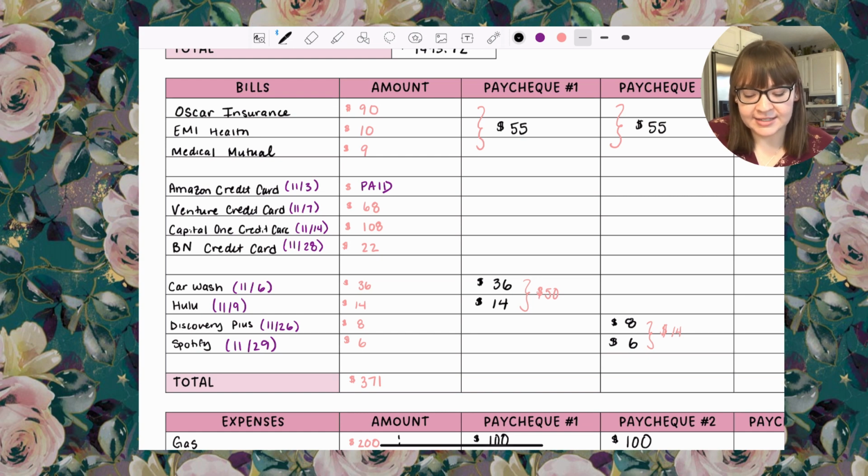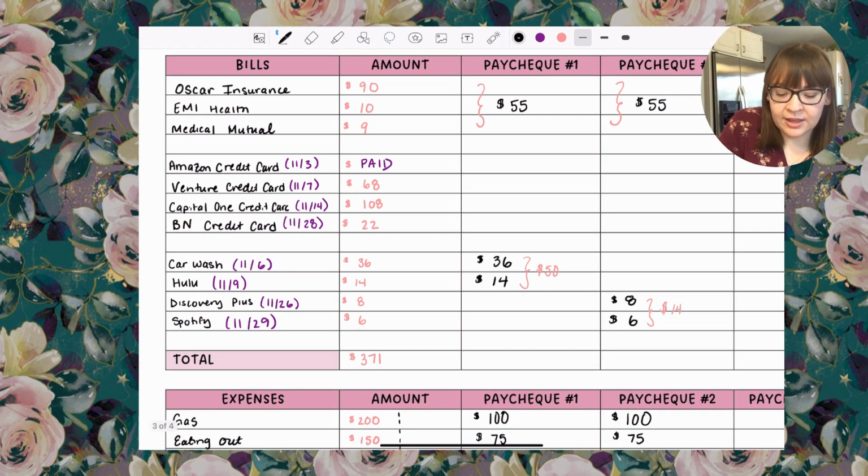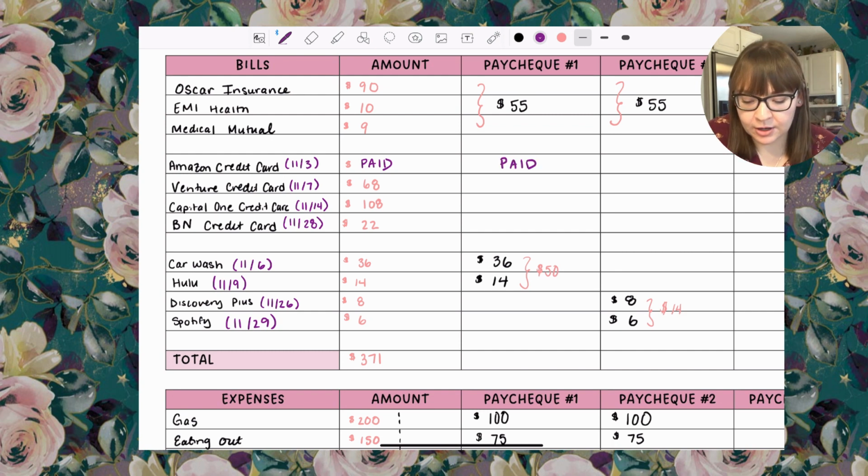So I'll go through how I would essentially break down my paycheck into different things. Like I said, each month I already know I put $55 away into my savings account for health insurance, and then the next paycheck I do the same thing just to split it up and make it a little bit easier. So we can see here that I already paid my Amazon credit card bill last pay period, and for this pay period I have my Venture card, which is $68, and my Capital One credit card as well, so I have that here.